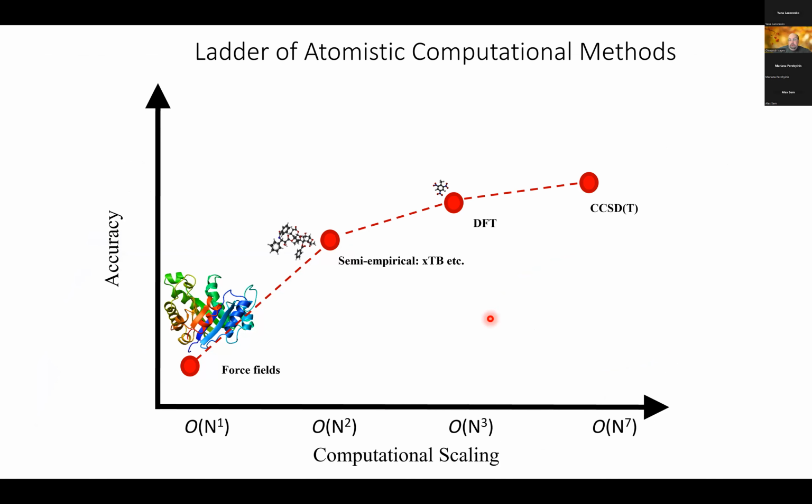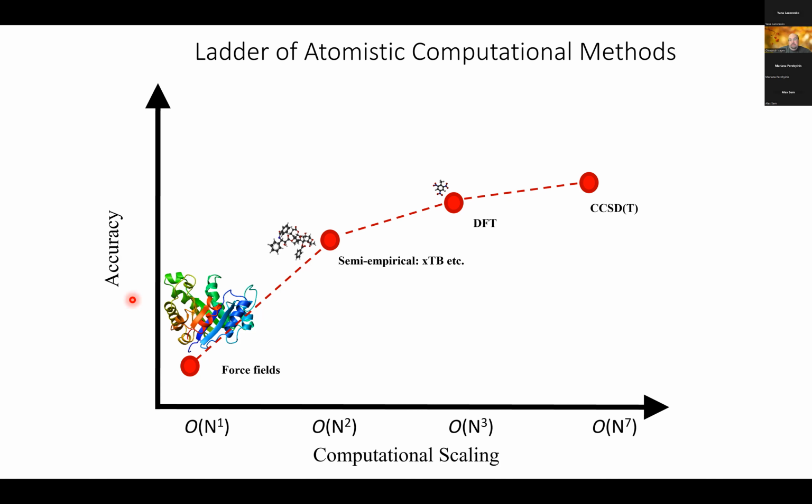Now, all this leads into the following picture. Here on the x-axis, I have the scaling of my methods: order n, so linear scaling, quadratic scaling, and so forth, where n is typically the number of particles, atoms or electrons. And on the y-axis, I have some kind of metric of accuracy.